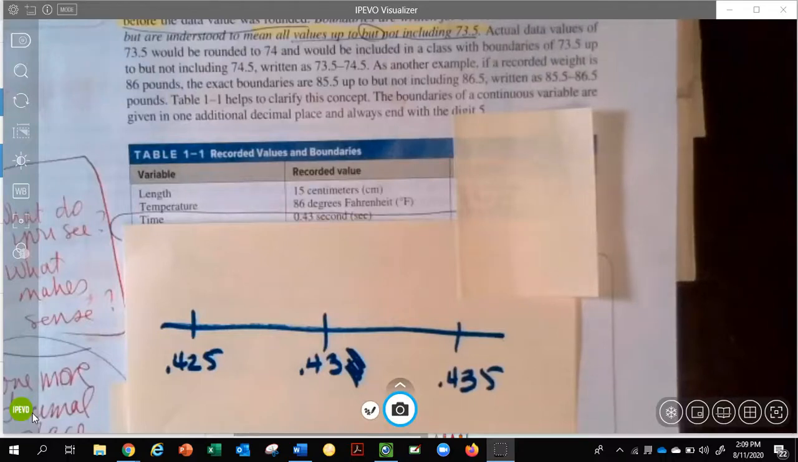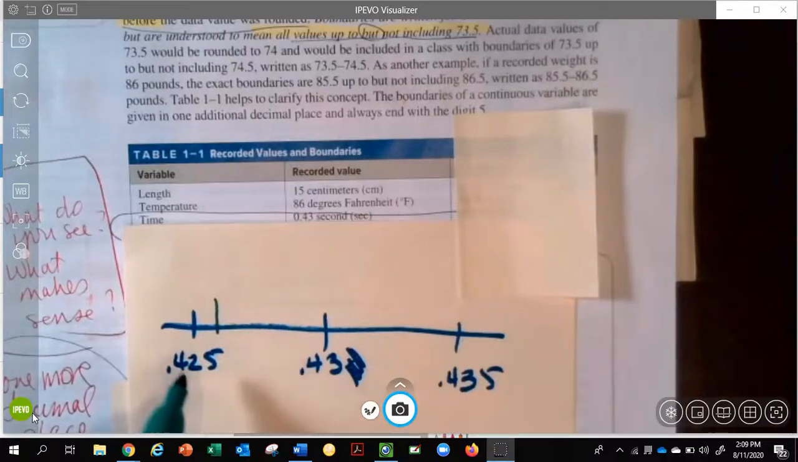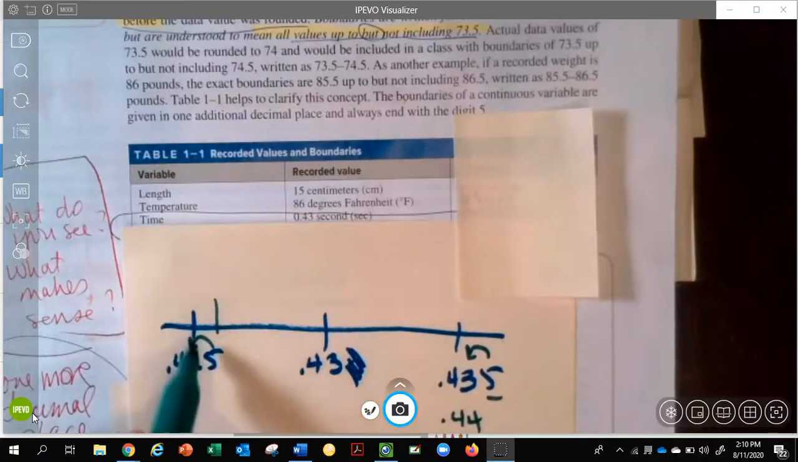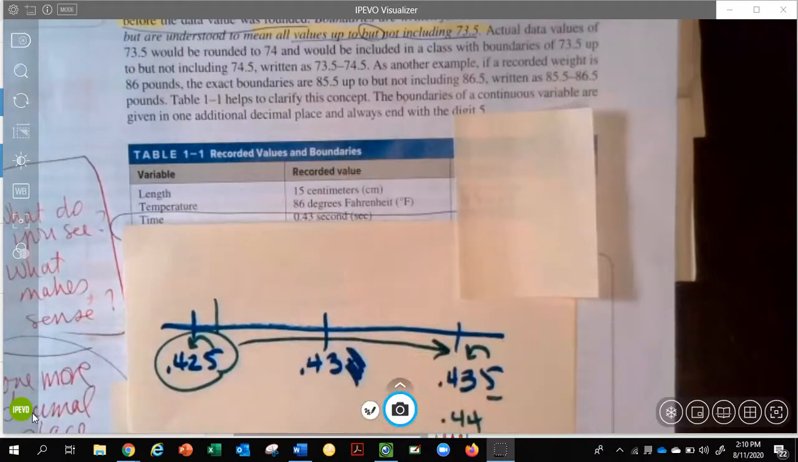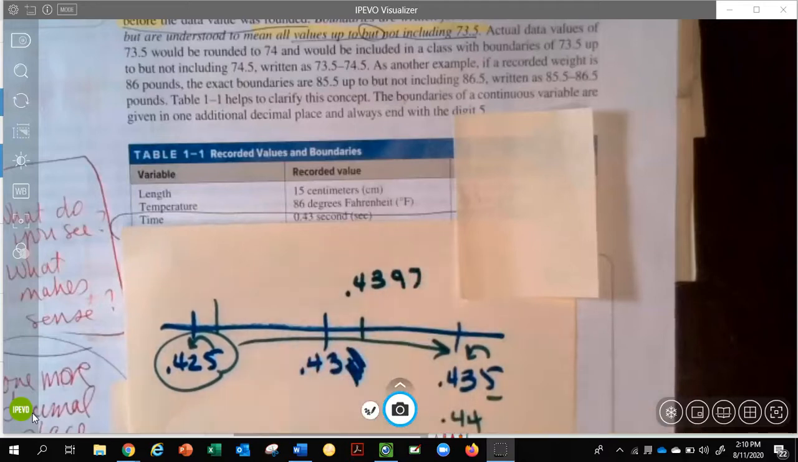So let me play around with some numbers. And when I play around with some numbers like let's just start with 0.425. The 5 is going to make that 2 round up to a 3. Yay, made it. But if I go on over here, that's going to make it round up to a 0.44, which is perfect because we're going to be from here all the way up to here, but not including it. And let's play around with another one, like 0.4397. How about that? Does that fit inside of where we are?